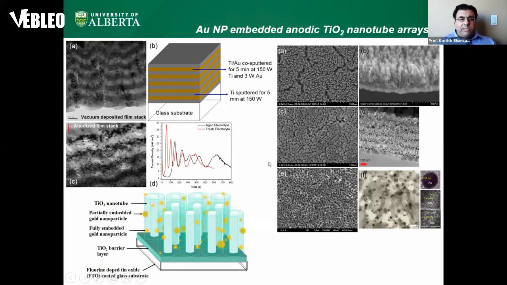And then through the processes of self-organization due to field-assisted oxidation and field-assisted etching and chemical etching, you get these vertically oriented nanotube arrays. But because we started off with the gold films layered with the titanium films, we end up getting gold nanoparticles that are either partially or completely embedded in the walls of the nanotubes. And so when you look at TEM, you can see these bands of nanoparticles. You also see them here.